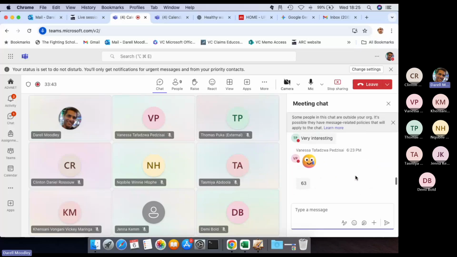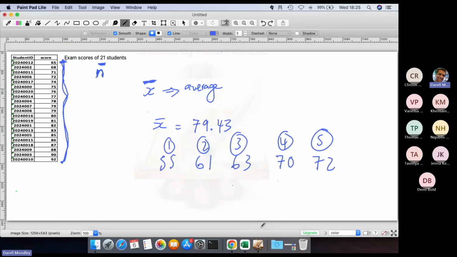Excellent. I think everyone says the same thing. That is correct. Well done. Now, with 5 numbers, it's pretty easy to see it. But if I had 50 numbers or 55 numbers, it might not be as easy to see it. But everyone kind of understands this intuition of the middle number.